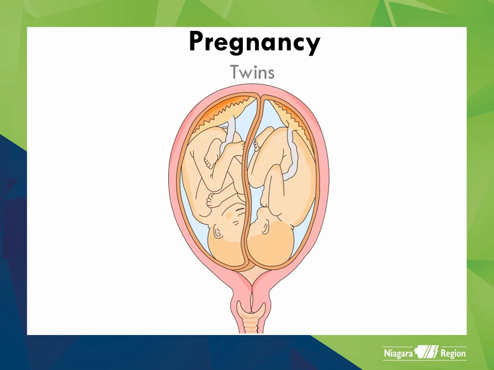Sometimes the process of conception can result in more than one baby, called twins. Twins can either be identical or fraternal. Identical twins may or may not share the same amniotic sac, depending on how early the single fertilized egg divides into two. Fraternal twins are two separate fertilized eggs, and they usually develop two separate amniotic sacs, placentas and supporting structures.